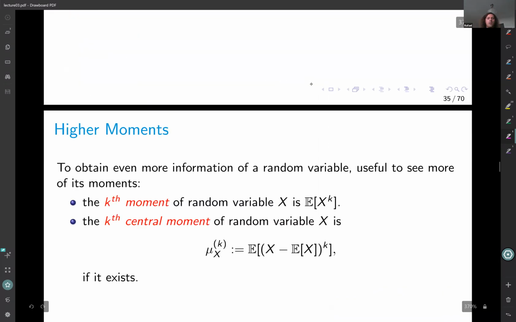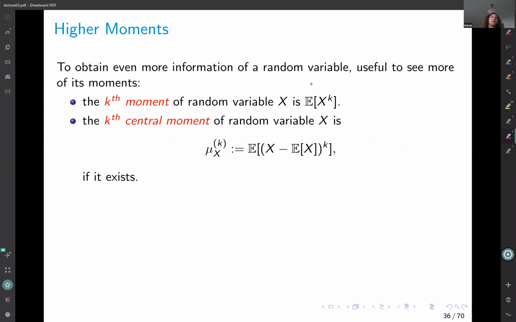Another one, which is actually what we used for the variance, is the kth central moment of a random variable. The kth central moment is just: take the random variable, subtract the average, which is the expectation, and take this to the power k. This is, if it exists, of course. And, say, mu2 of X is exactly the variance. Does that make sense? I have a question.